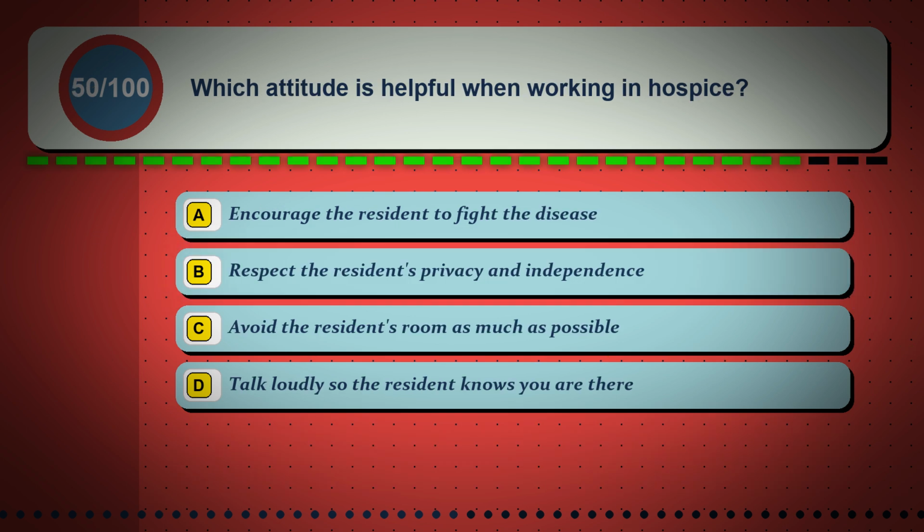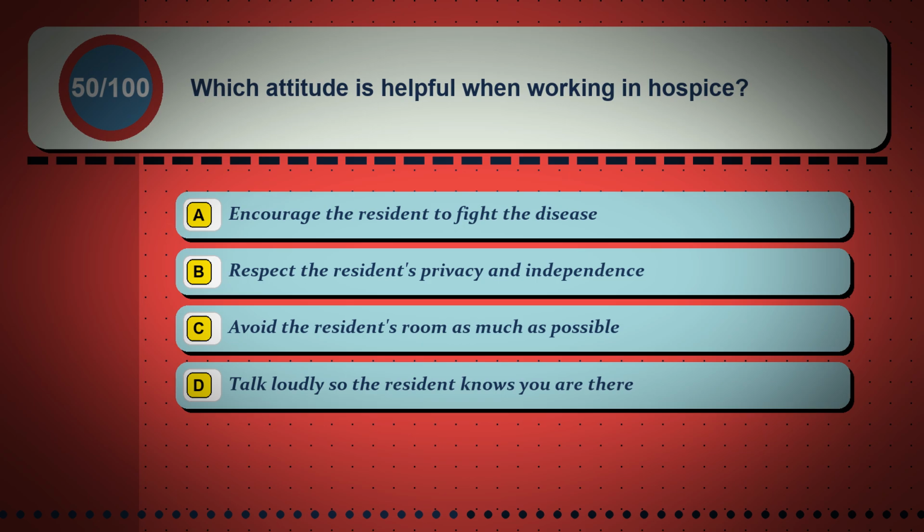Question 50. Which attitude is helpful when working in hospice? Option A, encourage the resident to fight the disease. Option B, respect the resident's privacy and independence. Option C, avoid the resident's room as much as possible. Option D, talk loudly so the resident knows you are there.